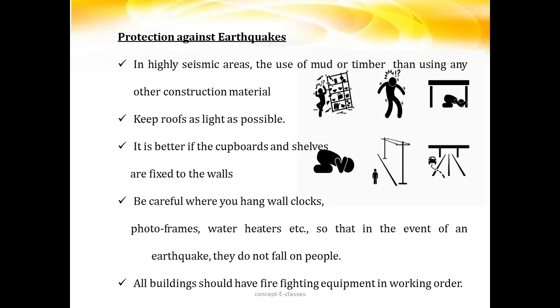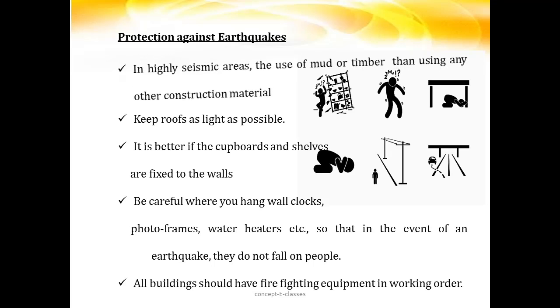So we know that earthquakes cannot be predicted, and we have also seen how destructive they could be. So what can we do? We can take necessary precautions to protect ourselves all the time, especially the people living in seismic zones. That is, those areas where earthquakes are most likely to occur. They have to be specially prepared.